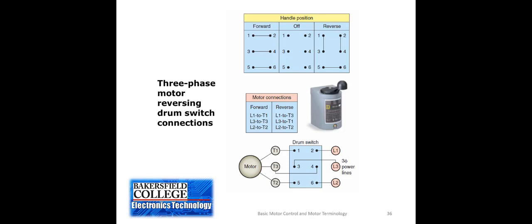Now this shows one of the possible ways of connecting. So when it's in the forward position, 1 and 2 are connected, 3 and 4 are connected, 5 and 6 are connected. But when it's in the reverse position, 1 and 3 are connected and 2 and 4 are connected. When connected the way that you see below to a three-phase motor, that's how the drum switch is going to actually reverse two of the three phases of power that goes to the motor. And therefore, that reverses the direction of rotation of that particular motor.